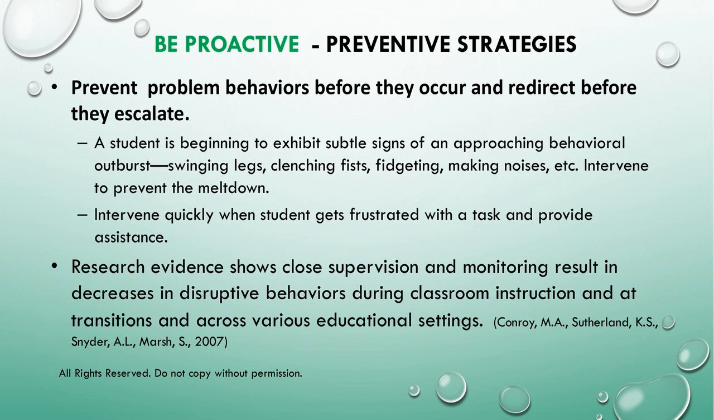So what are some other proactive steps? It's important to prevent problem behaviors before they occur. So it is critical to have close observation, supervision, and to clearly see if the student is beginning to exhibit any subtle signs of an approaching behavioral outburst. Watch out for these signs: swinging legs, clenching fists, fidgeting, making noises, and then intervene to prevent the meltdown.